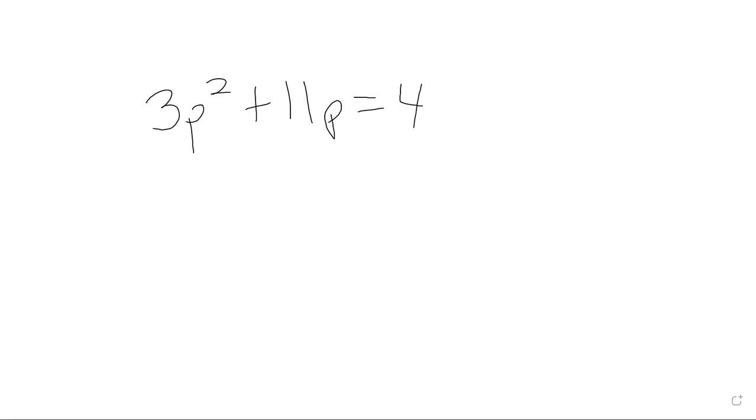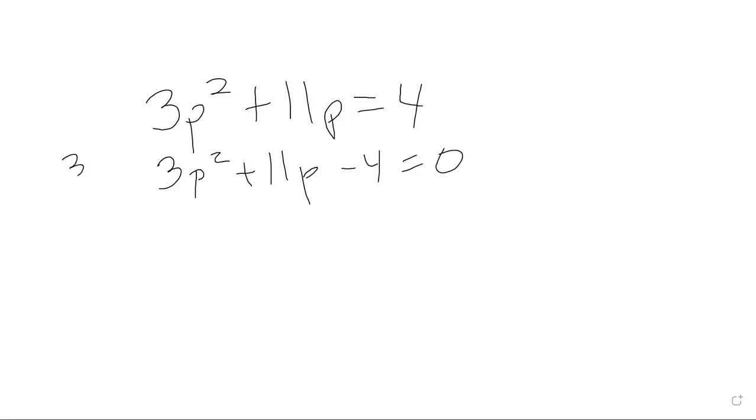Well, again, can we divide 3? The front number is not 1. So can I divide 3 out of every term? 11 doesn't divide by 3, and 4 doesn't divide. Okay, so nope. Unfortunately, I can't. But I do need to get everything over so that it equals 0. So I'm going to subtract 4. If I subtract 4 from both sides, you're going to get 3p squared plus 11p minus 4 equals 0. Now we have to write the factors.